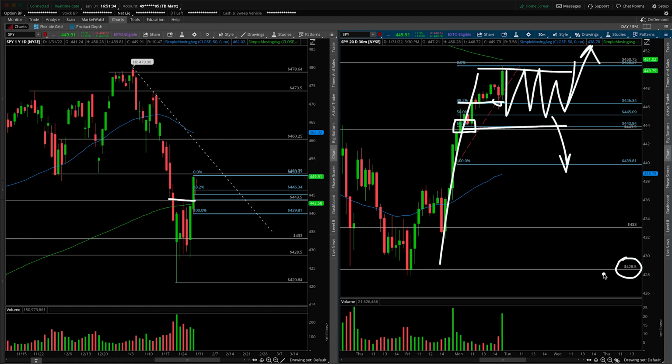So one step at a time, but it does look to be a little bit more positive here in the S&P 500 as opposed to negative.